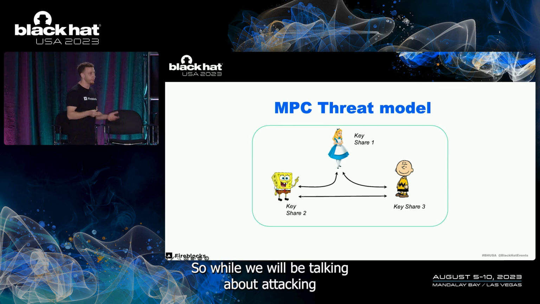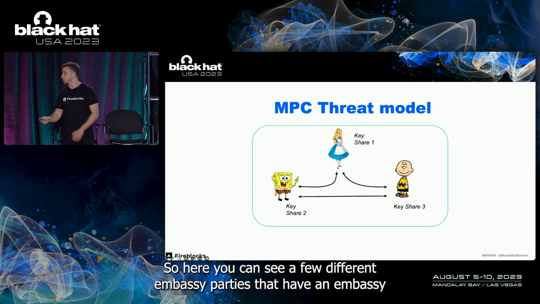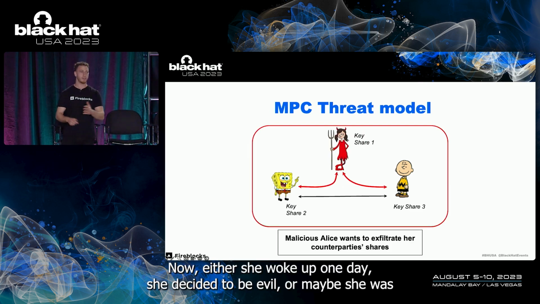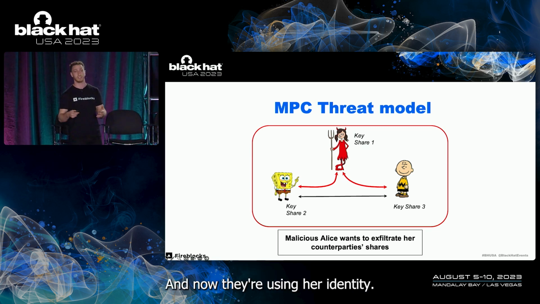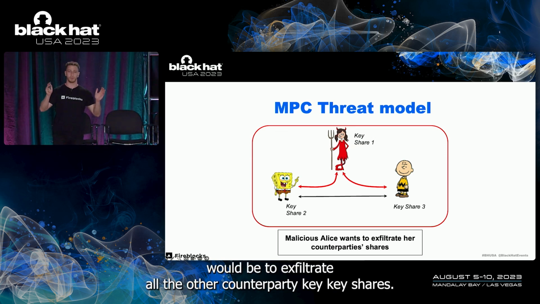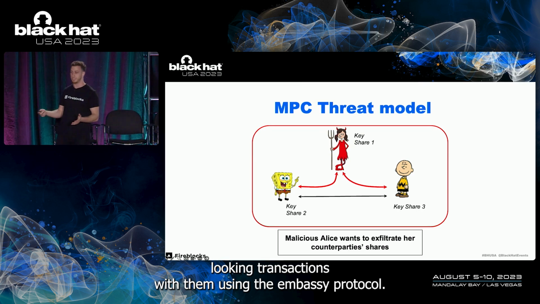So while we will be talking about attacking MPC wallets, I would like you to have this threat model in mind. Here you can see a few different MPC parties that have an MPC wallet together. And one of them, namely Alice, will be acting maliciously. Now, either she woke up one day and decided to be evil, or maybe she was compromised by an attacker, and now they're using her identity. Whatever the case of her motivation, her goal waking up in the morning would be to exfiltrate all the other counterparties' key shares. And she will do that by just signing normal-looking transactions with them using the MPC protocol.